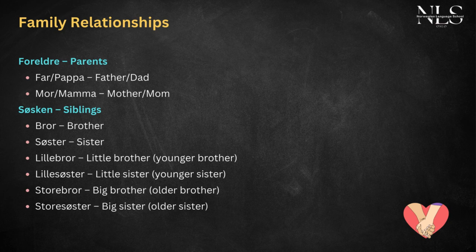Søsken. Siblings. Søsken is a collective term for siblings. For specific siblings: bror, brother. Søster, sister. Lillebror, little brother, younger brother. Lillesøster, little sister, younger sister. Storebror, big brother, older brother. Storesøster, big sister, older sister.